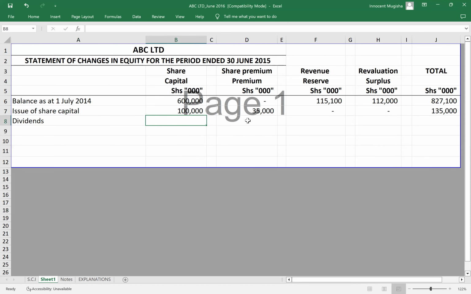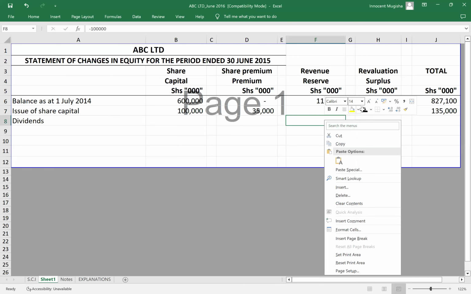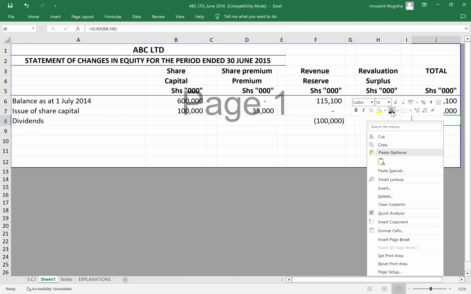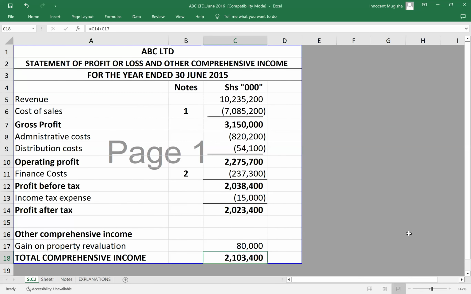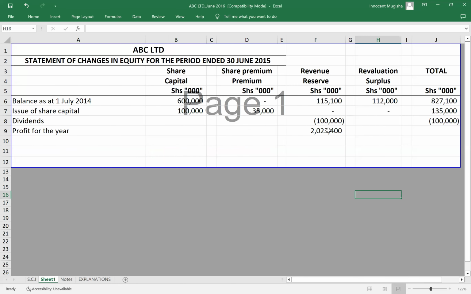So a dividend is paid out of the revenue reserve, which is a dividend of 100 million that was actually paid out in the period. Then the profit for the year will increase the revenue reserve, and that is the figure we got under P&L of 2,103,400. So that one is brought straight under the revenue reserve right there.